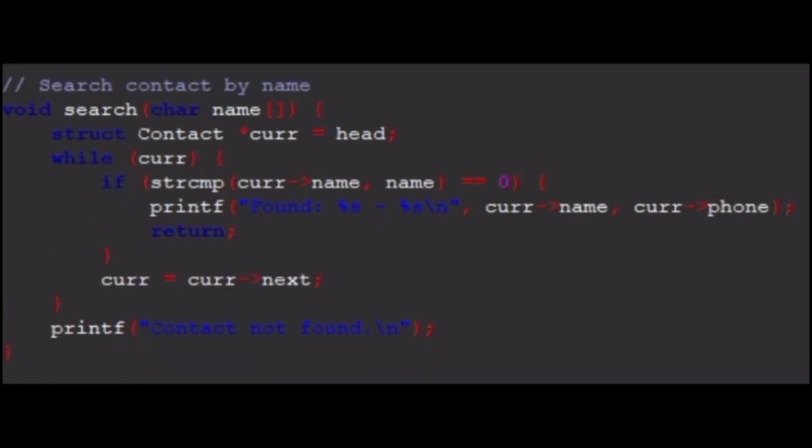Void search(char name). Void means this function does not return any value. Search takes a character array name as an input, a string representing the name of the contact to be searched.